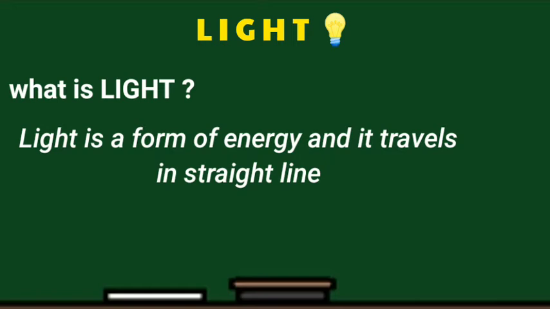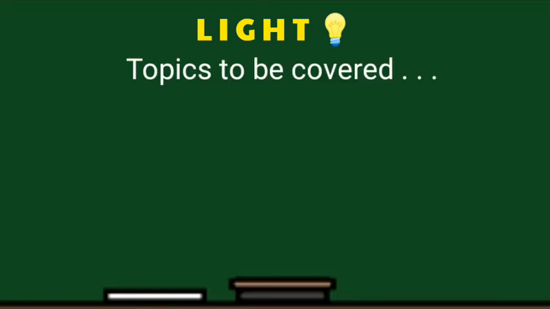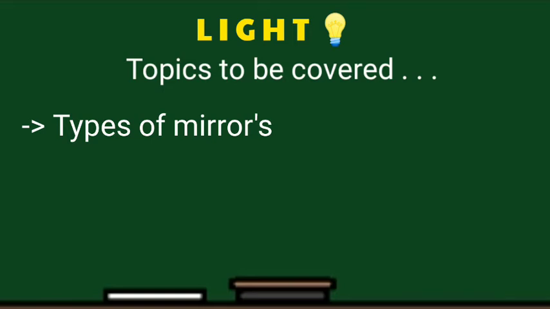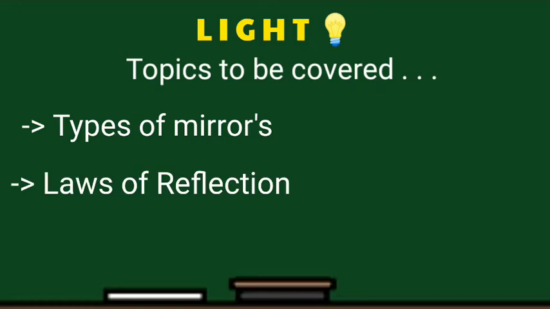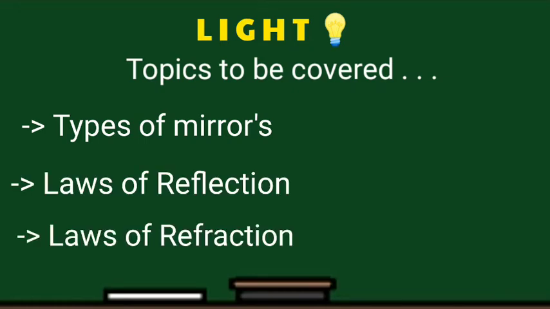The reflecting property of light is applied in various devices that we use in our daily life. In this lesson, we are going to learn about types of mirrors like spherical mirrors and parabolic mirrors. Also, laws of reflection, laws of refraction, and some of the optical instruments such as periscope and kaleidoscope.